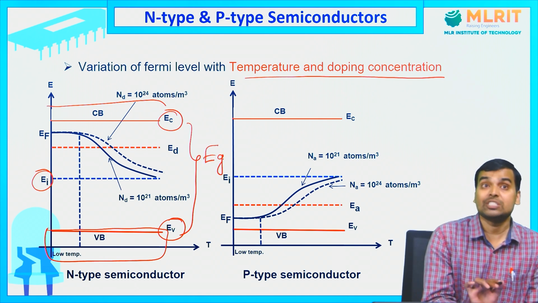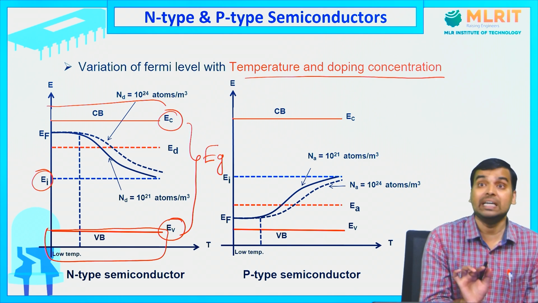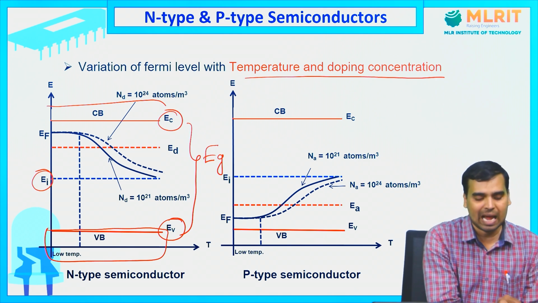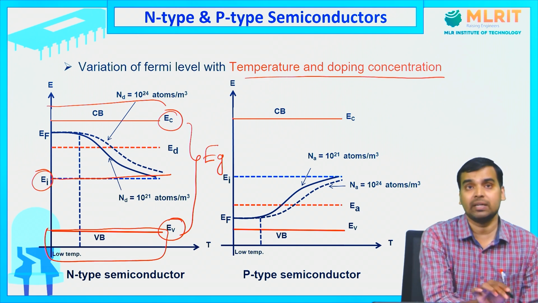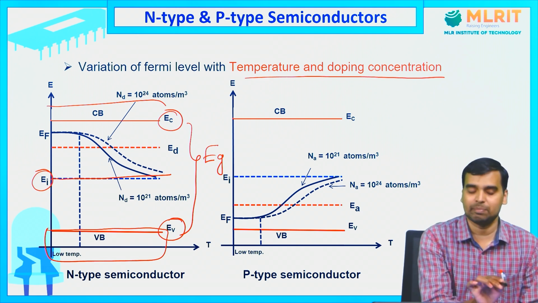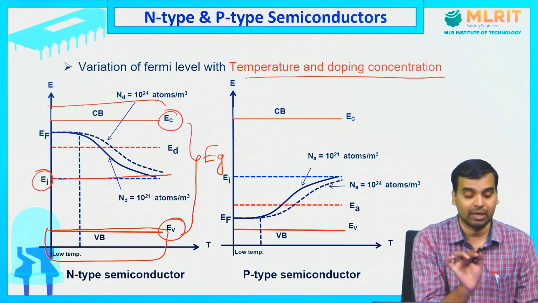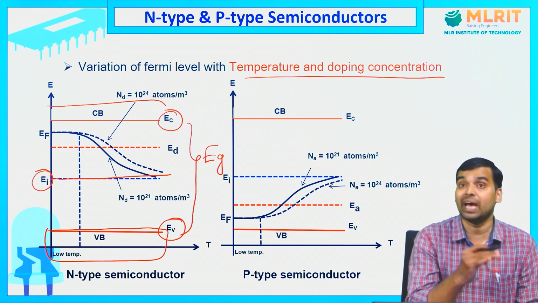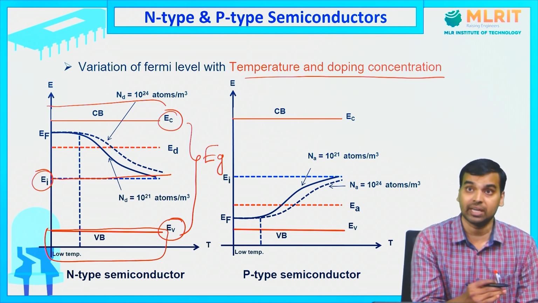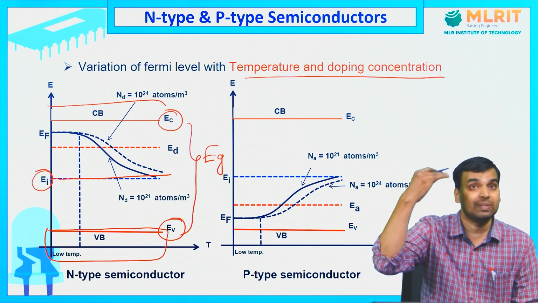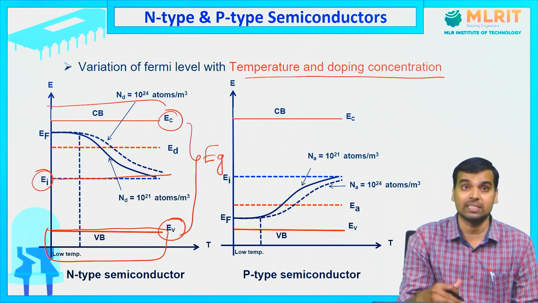Now in case of intrinsic semiconductor, Fermi level is almost exactly in the middle between valency band and conduction band. In case of intrinsic, charge carriers are in equal concentration, means how many number of electrons will exist in conduction band, same number of holes will exist in valency band.